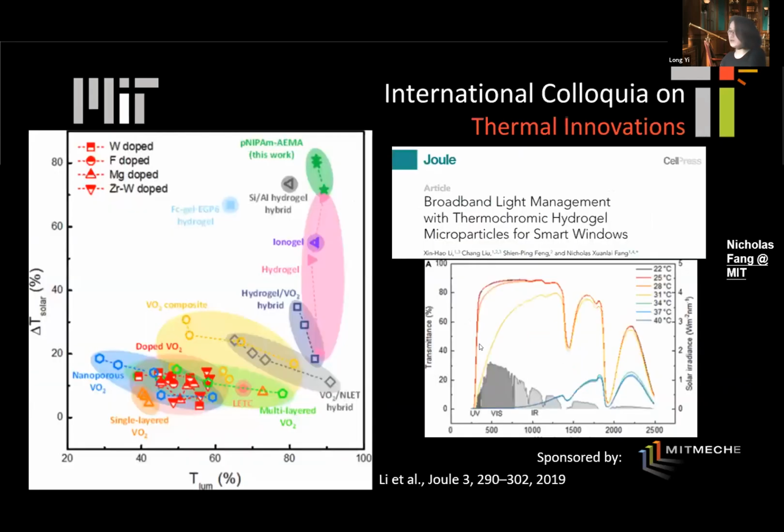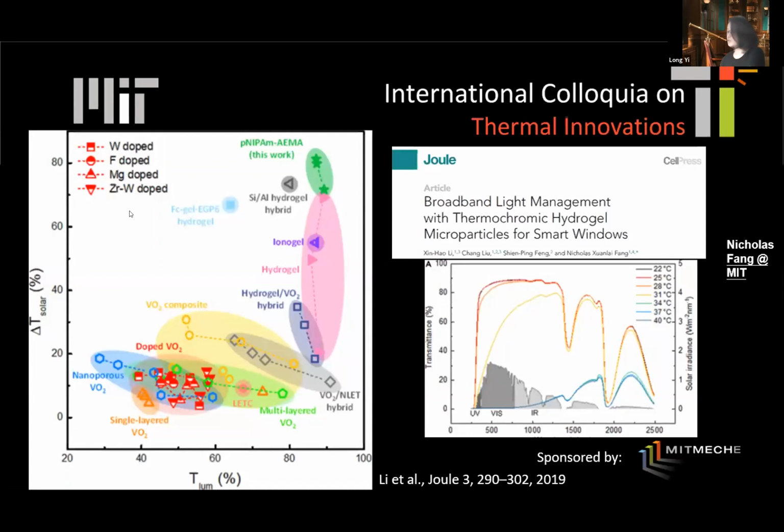Okay, and also this is by Nicholas Fang from MIT, and I think it's last year, right? He also reported a hydrogel that is pretty much the same, and you can see it's very much opened. Compared with our silicon aluminum hydrogel, ours is here, and Nicholas Fang's is roughly here. But compared with vanadium oxide, the delta SO is at most 30 to 40, while for hydrogel it's very easy to reach 80 or 70.